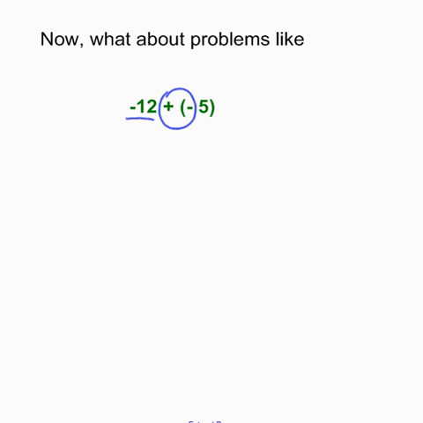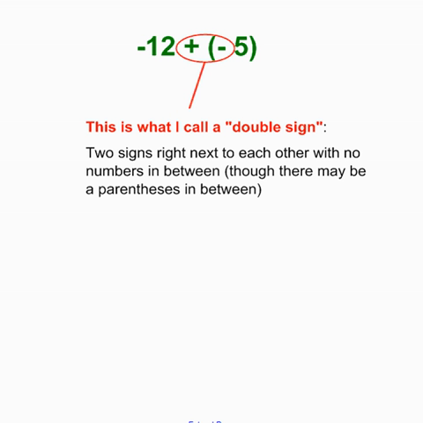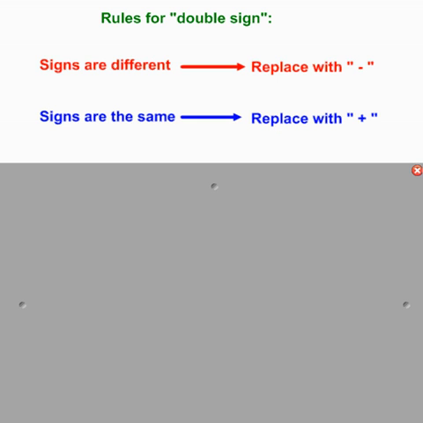What we're going to do is reduce that down to a single sign, and then you can do it like you did before. So when I say double sign, I don't mean how many signs there are in the whole expression. I'm talking about two signs that are right next to each other. We're going to take those two signs and replace them with one sign. So that's just what we just talked about.